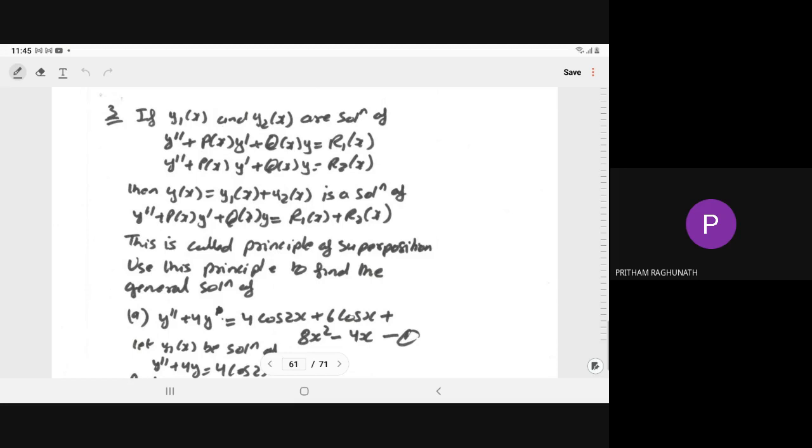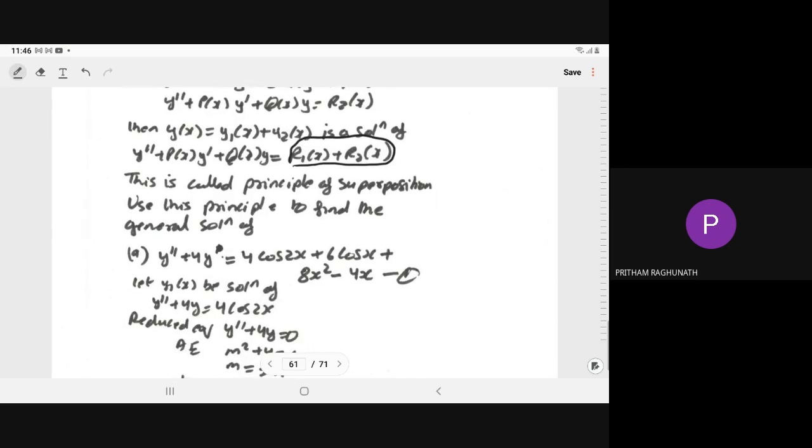It means you have just added the left side with the left side and the right side with the right side. So if we have another equation in which the right-hand side is equal to r1 plus r2, then y1 plus y2 will be the solution of this equation. That is the principle of superposition.